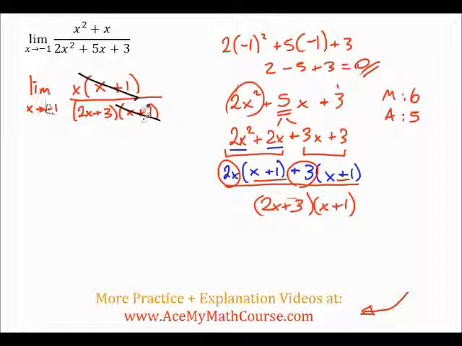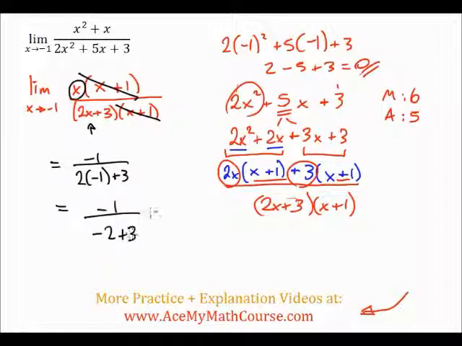Because the x plus 1 as a factor is gone. So let me plug in the -1, so I get up top -1 over 2 times -1 plus 3. So I get -1 over 2 times -1, -2 plus 3, 1. Up top -1. And -1 divided by 1 is just -1. Look at that. That's it. Now, I always recommend that you try out a few more questions, and good luck.